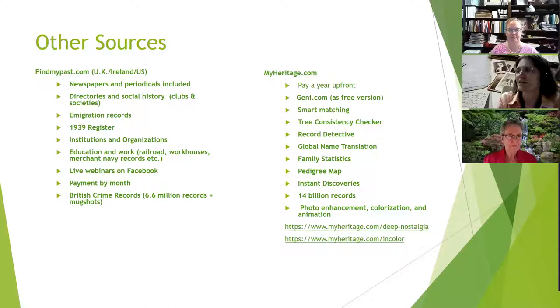I learned that you have to pay a year up front. So Christmas is coming up. Anyway, Genie.com is part of MyHeritage, and you can learn various matches to someone. Like if you want to find out how you're related to Kevin Bacon, you can do that.